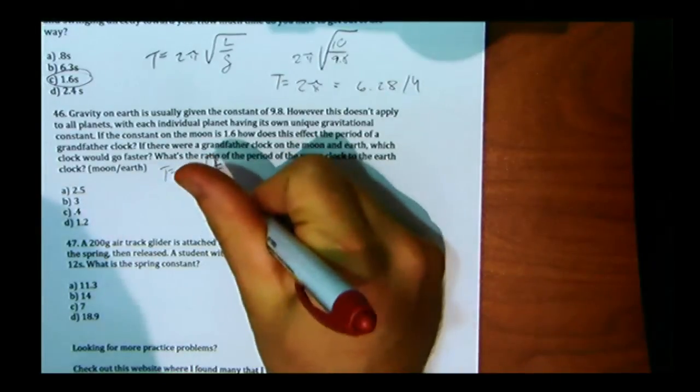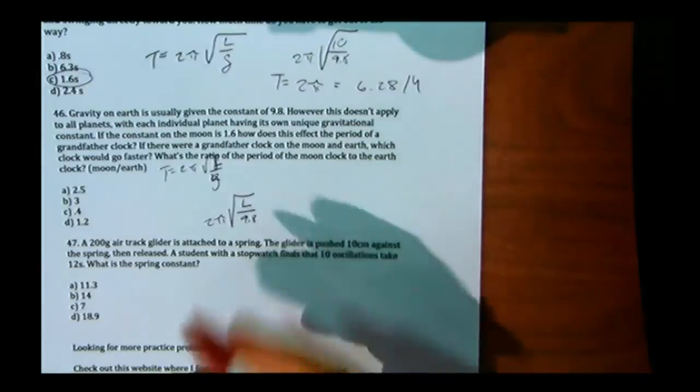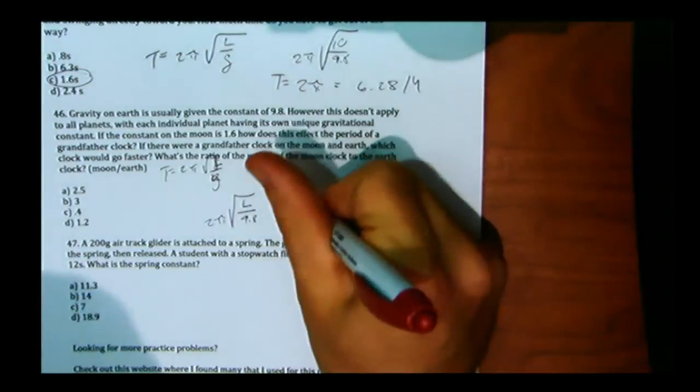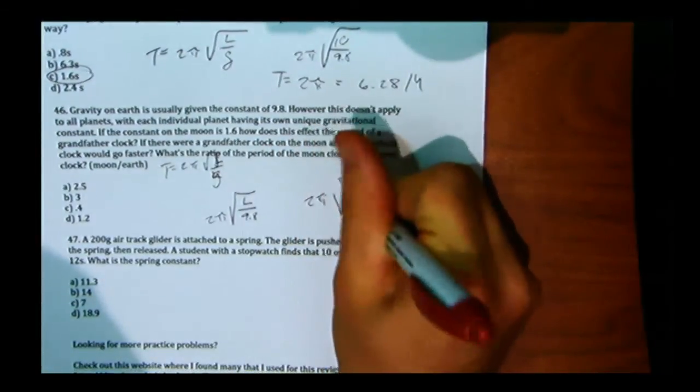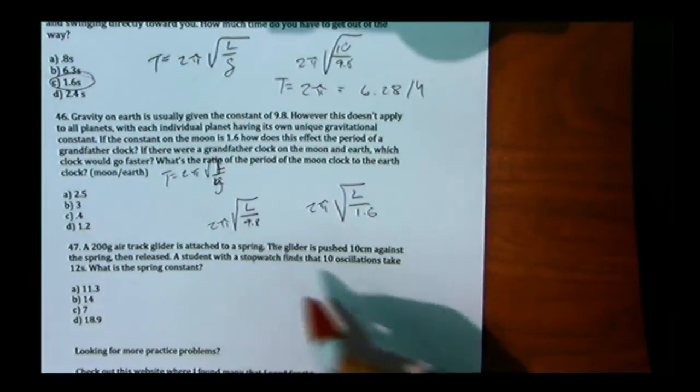So what's going to be the ratio of the moon to the Earth? Which one's going to have a bigger number? The moon? The moon will have a bigger number, that's correct. By how much? 9.8 divided by 1.6 equals 4. Well, it's not an answer choice, so probably not.